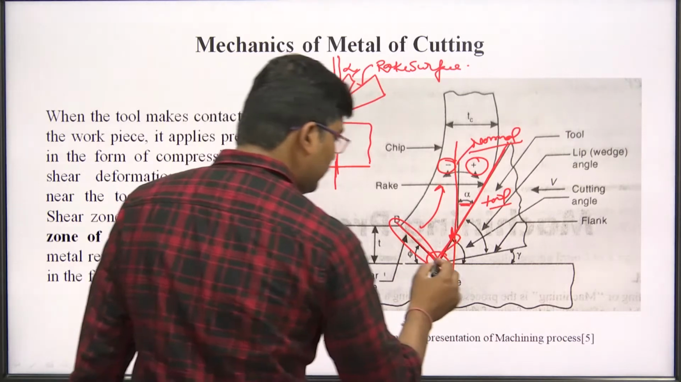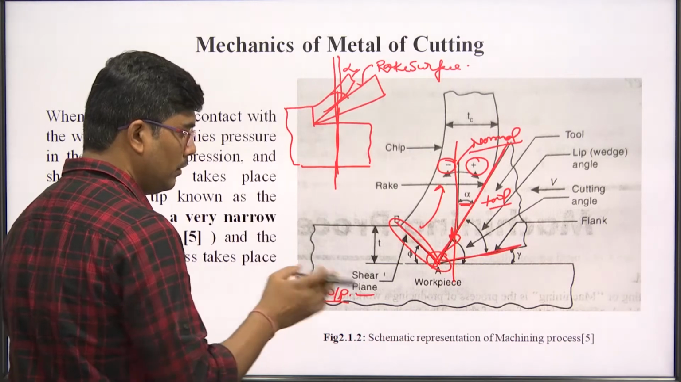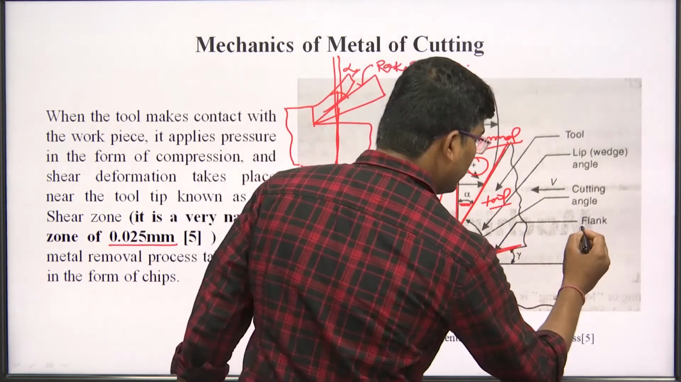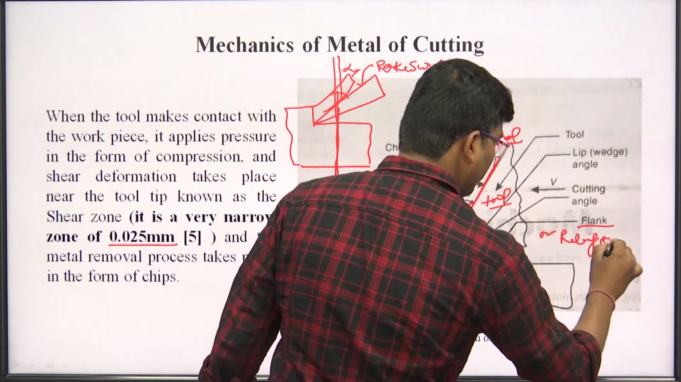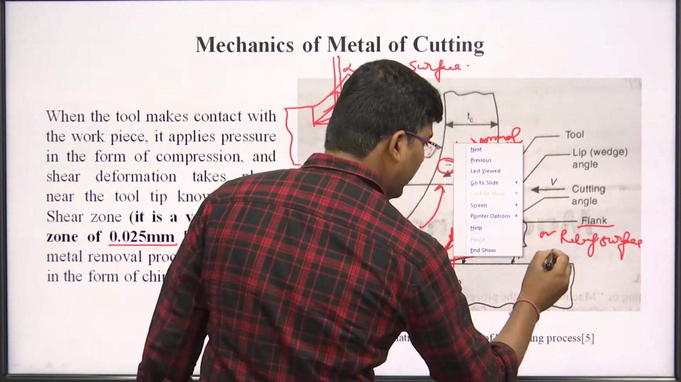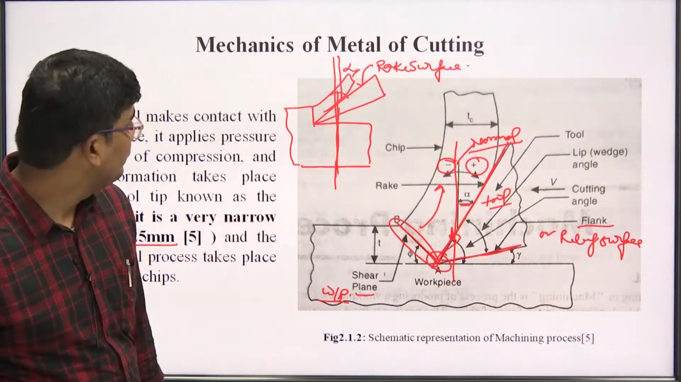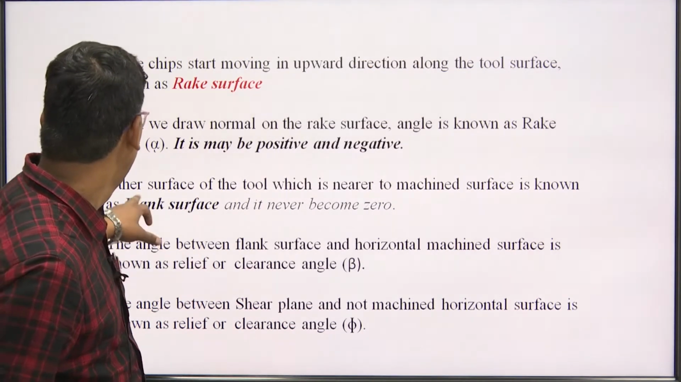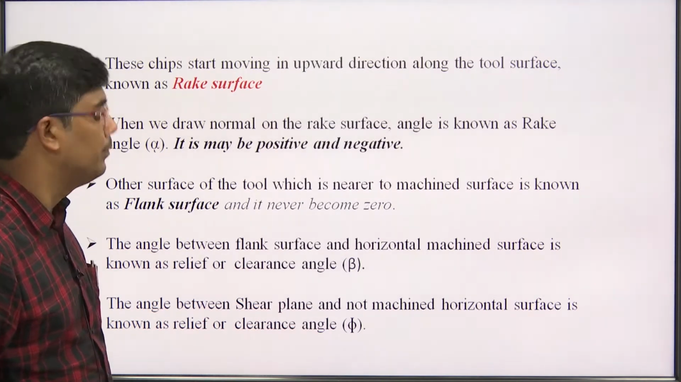ठीक है. The surface of the tool which does not make contact with the workpiece, this surface, is known as a flank or relief surface. And this is known as a relief angle. We can define here: the other surface of the tool which is nearer to the machined surface is known as the flank surface, and it never becomes zero.